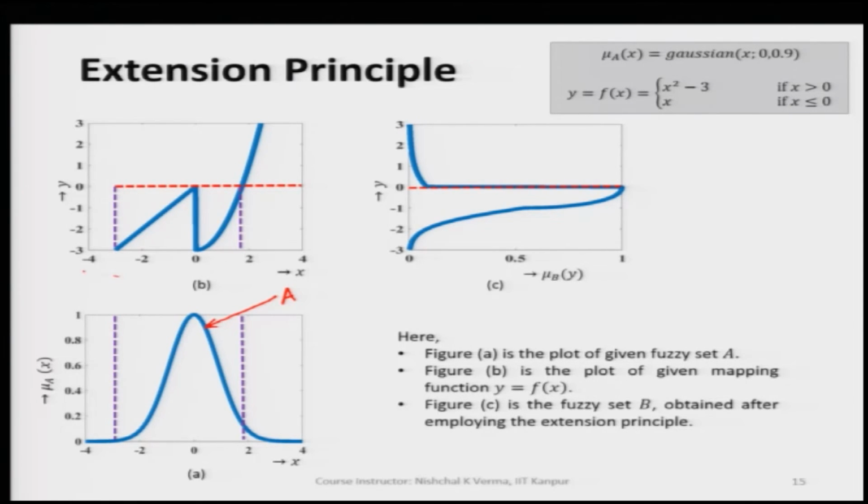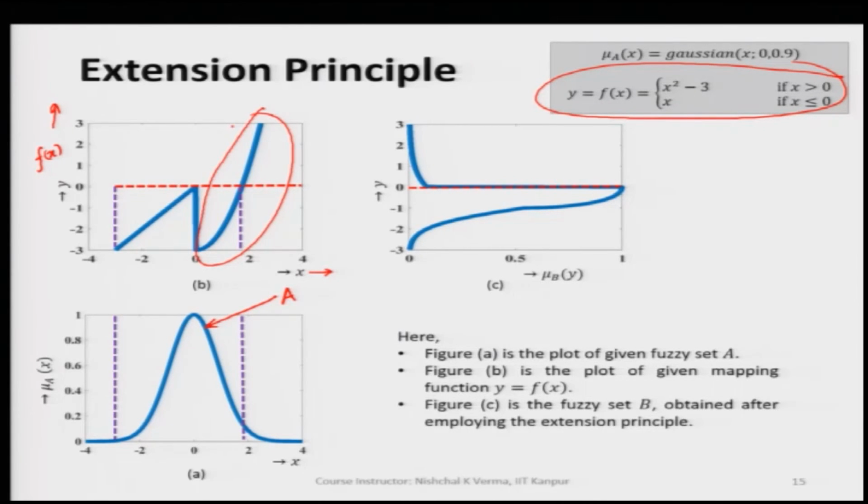Here is the mapping function which is given to us. We see that we have the f(x) here. We see the x axis and y axis, and then we have the mapping function defined here. For all values of x greater than 0, f(x) is x square minus 3, that means this part. When the x values are either less than or equal to 0, f(x) becomes only x, meaning this part. So, f(x) is known to me here.